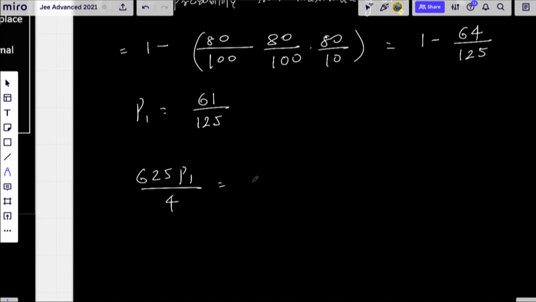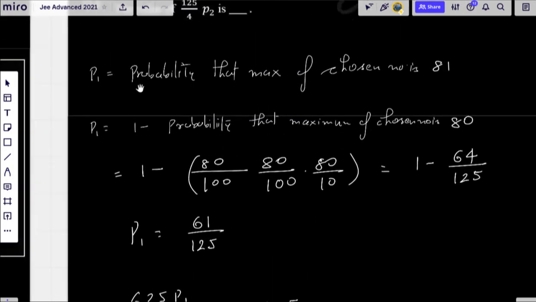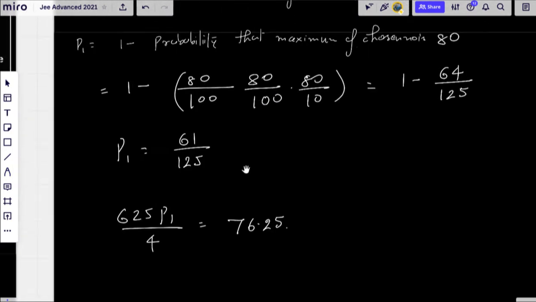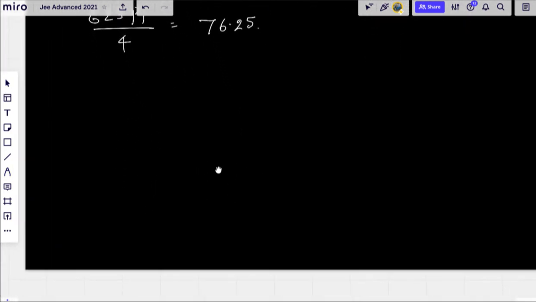Putting the value 61 upon 25, 125 and calculating, we will get nearly 76.25. It's okay, so this is the answer. Now for the value of 125 by 4 P2, as here they are asking 125 by 4 P2, so let's see for another one.